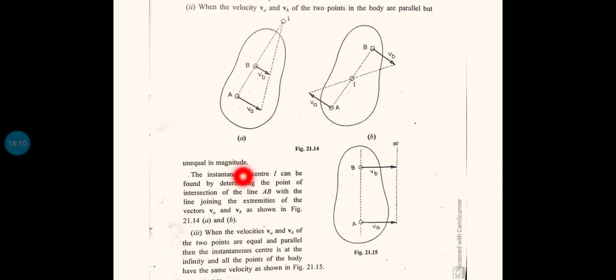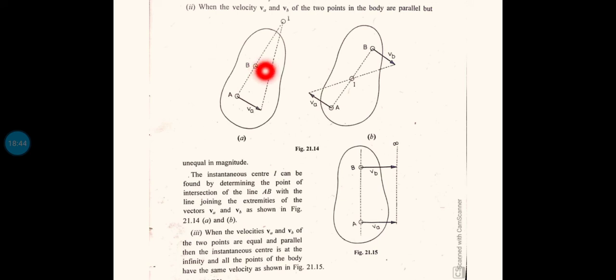You can see in case A, Va is the direction and magnitude of the linear velocity at point A, and Vb is the direction and magnitude of the linear velocity at point B. You can see Va is greater than Vb, and unfortunately these two velocity vectors are parallel to each other. As per the earlier discussion, to identify the instantaneous center, from A I have to draw a perpendicular to Va, and from B also I am drawing a perpendicular to Vb.